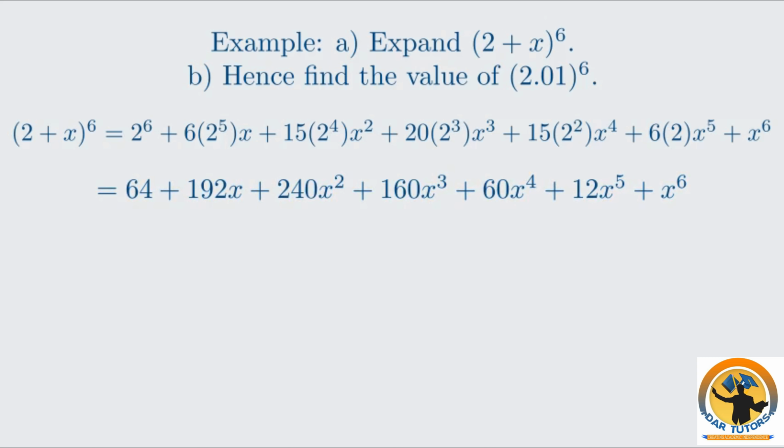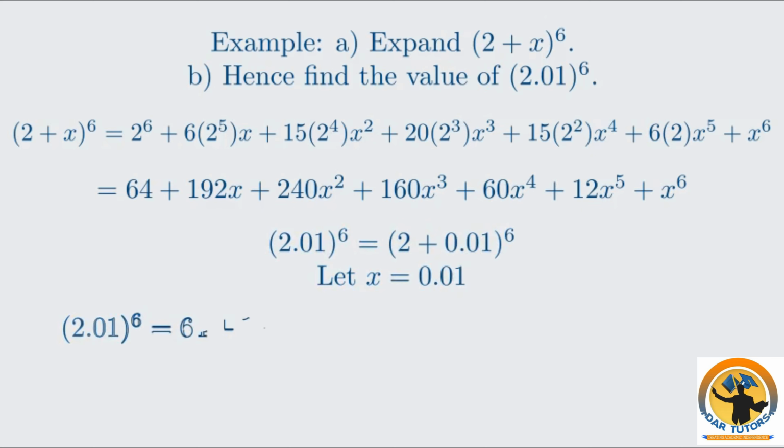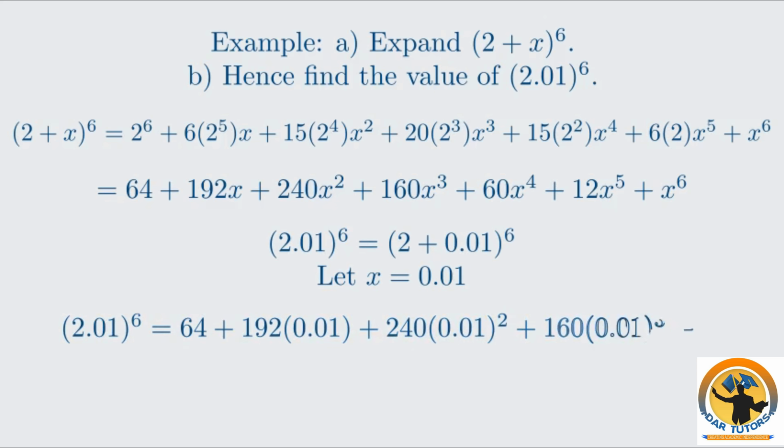Now for part B. We want to find 2.01 to the power of 6. We can see that this is in the form 2 plus x to the power of 6 if we let x equal 0.01. So we substitute x equals 0.01 into our expansion. This gives us 64 plus 192, 0.01, plus 240, 0.01, squared plus 160, 0.01, cubed plus.